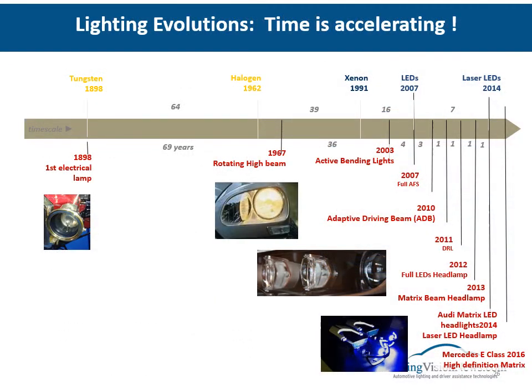We have seen in the past slides the main facts in relation to the history of lighting. On this slide, you can see that there is a kind of acceleration in the introduction of new technologies. For instance, between the introduction of tungsten and halogen, we had 64 years. Between halogen and xenon, 39 years. Between xenon and LEDs, 16 years, and so on. For the other functions, for instance, that we shall see in the next chapters.